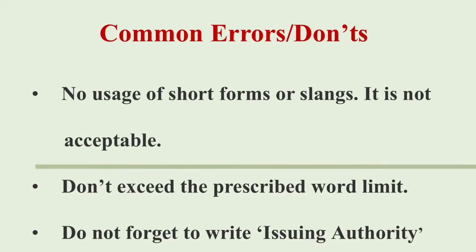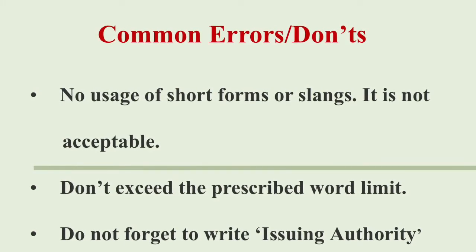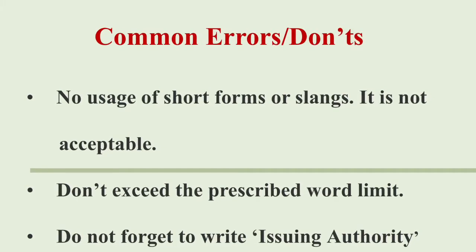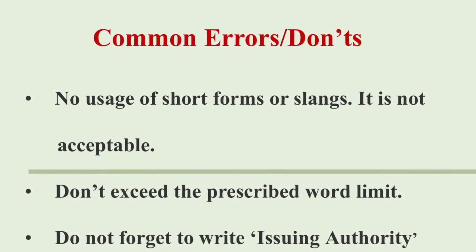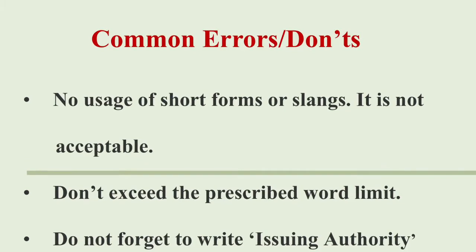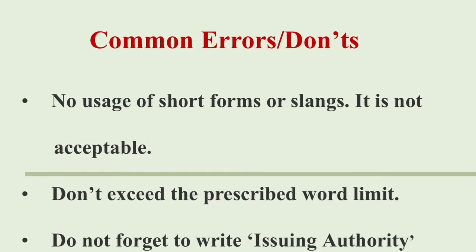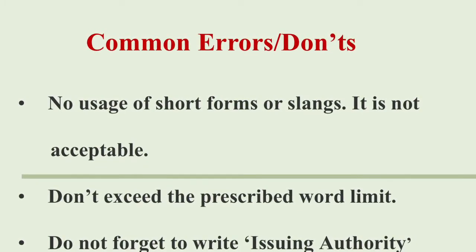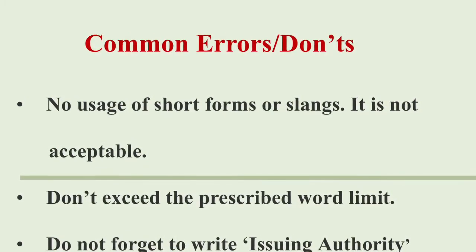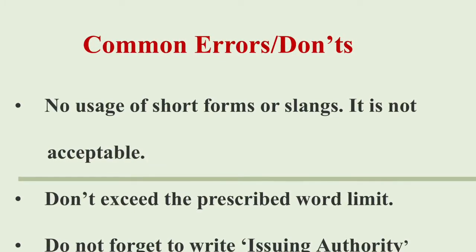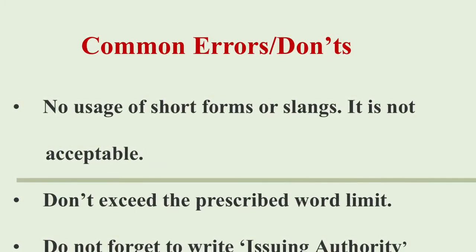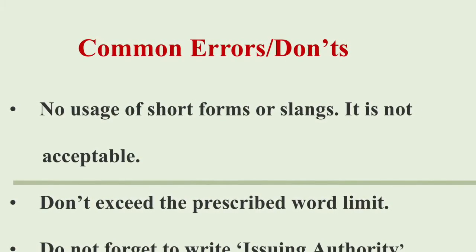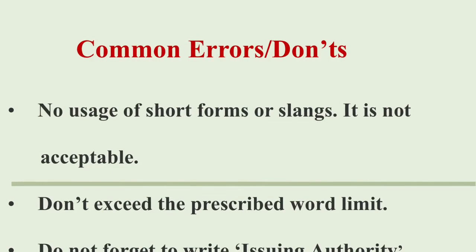And the third error that students commit is they miss writing the issuing authority. Never forget to write the issuing authority. And another error that happens with students is the use of different color pens or pencils. Do not use color pencils or pens because CBSE has strictly prohibited the use of color pencils or pens in exam halls in CBSE examinations.